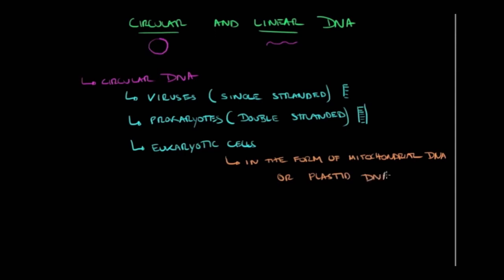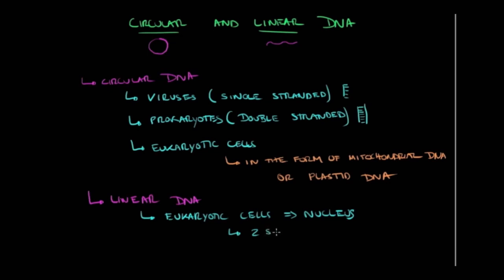And some other plastids, like chloroplasts in plant cells. You can also see that the DNA there is in circular form. Another thing to say is linear DNA. When I say linear DNA, the molecule is in a line form. There is no circle. It's a line form. And you see this in eukaryotic cells. The DNA found in the nucleus is actually in the linear form.